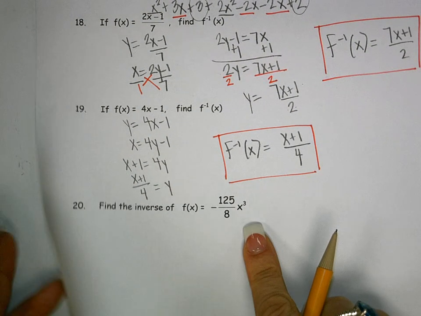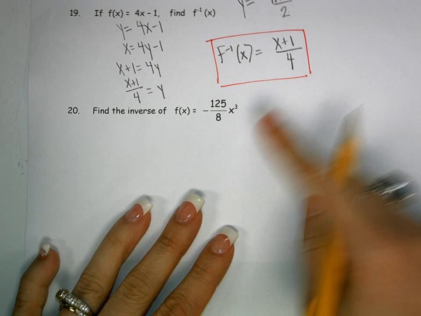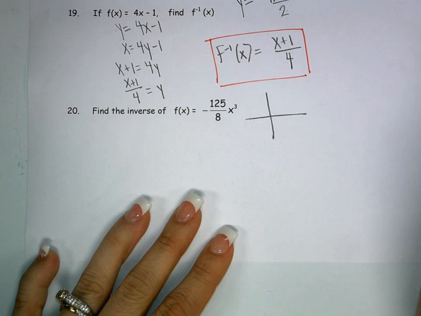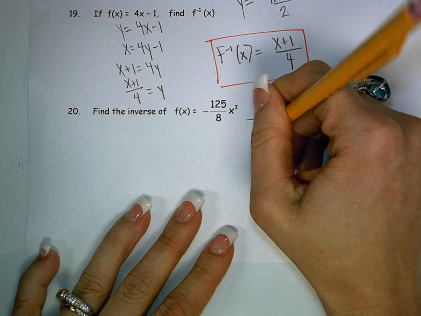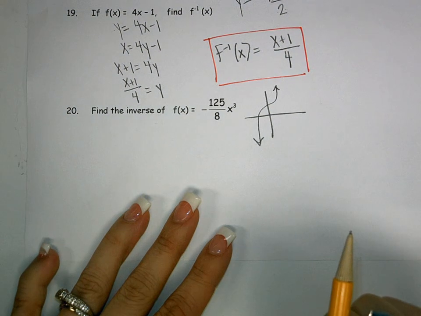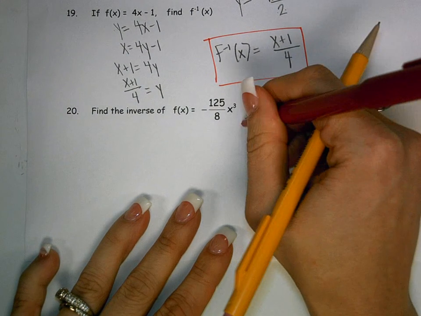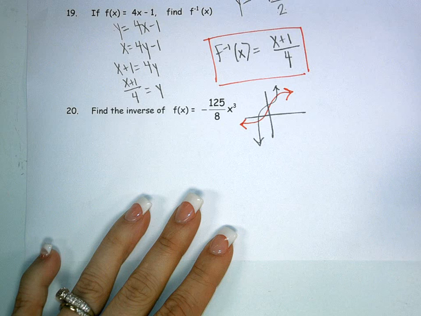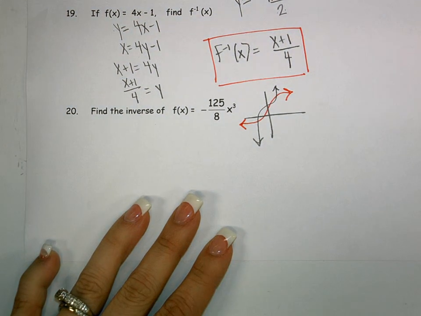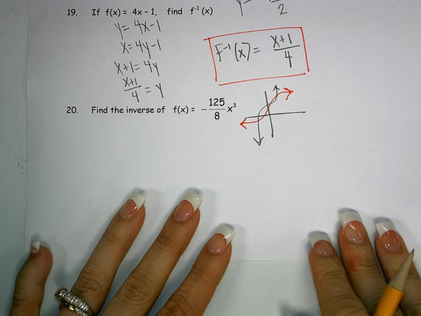Okay, find the inverse. Is there an inverse of something cubed? Yes. A cube looks like this as a picture. Is that a function to begin with? Yes. So its inverse would look something like this, and that's okay. It's fine to have an inverse of that. Can't be something squared. Squared terms do not have an inverse, but cubes do.